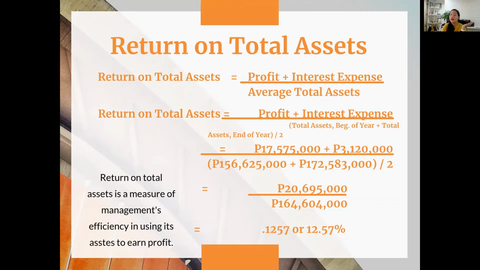17,575, and then you also have an interest expense of 3,120,000 paid, you just add them back together. That means your income over your average total assets. That is the measurement. Return on total assets is a measure of management's efficiency in using its assets to earn profit. So how well did you use your assets? Did your management use your assets properly? The higher the return, the better, right? Because the more they fully utilize the assets.